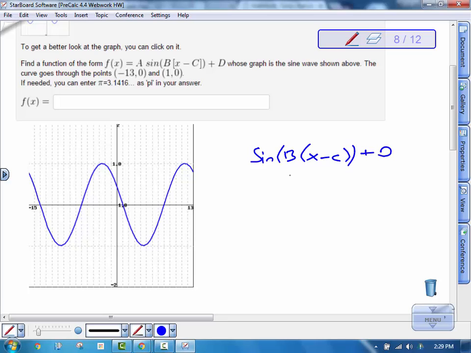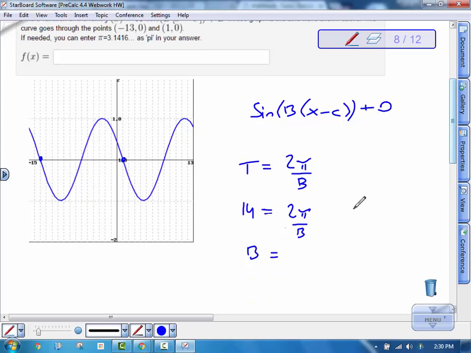To find B, we know that the period is equal to 2 pi over B. So we can try to get the period off the graph right here, and then set it equal here and solve for B. So the period's 14 if you use these points that they give you, negative 13 to positive 1. So 14 equals 2 pi over B. We can just switch these two, right, with proportions. So B equals 2 pi over 14, which is pi over 7. So we're going to enter that in right here.